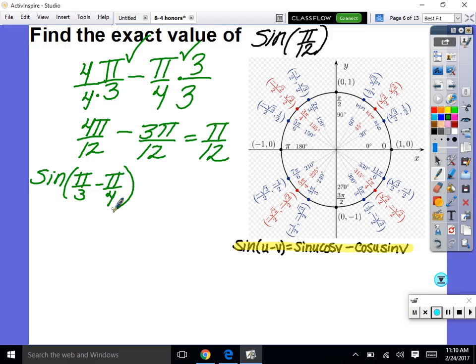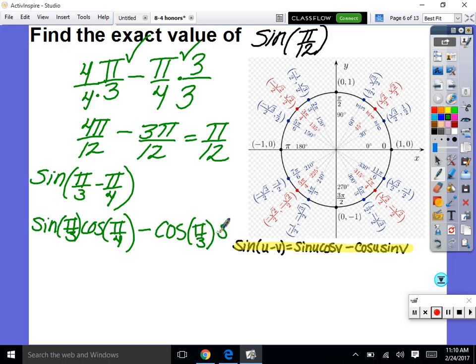And now we can find the exact value of this because we'll split it up. Now remember, sine is on the outskirts of town. So we would have sine of pi 3rds and then cosine of pi 4ths. Sine stays the same, so it'll be minus. And cosine's inside, so cosine of pi 3rds, sine of pi 4ths. And now we can just simplify it in sections, which is nice.